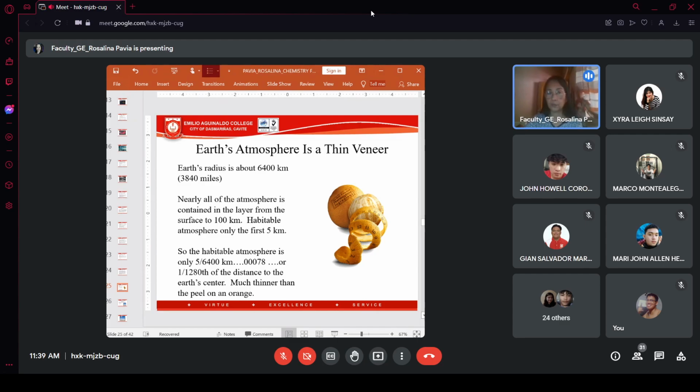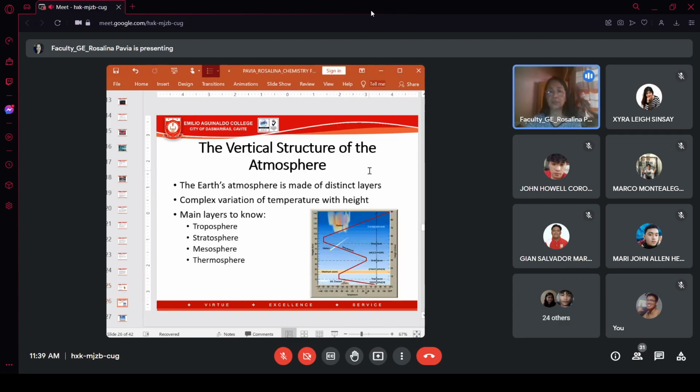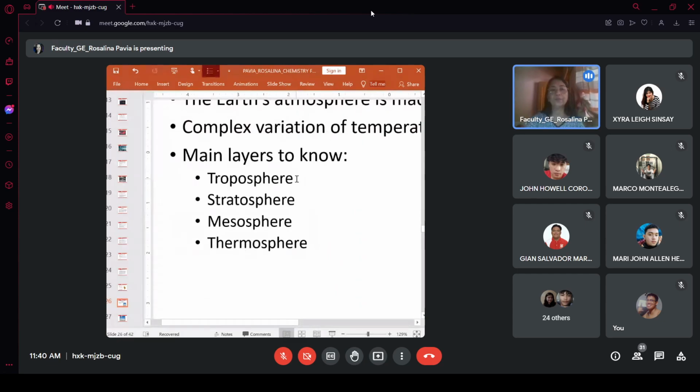Okay, so let us now consider the 4 layers of the atmosphere. The Earth's atmosphere is made of distinct layers. We have a complex variation of temperature with height. So the main layers are the following. We have the troposphere and the stratosphere, the mesosphere, and the thermosphere.